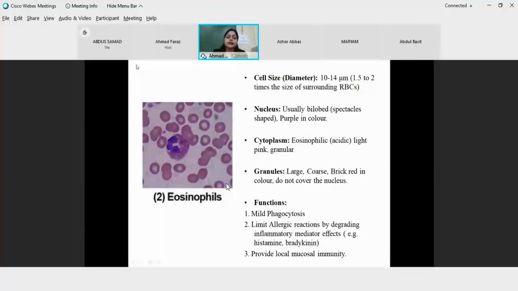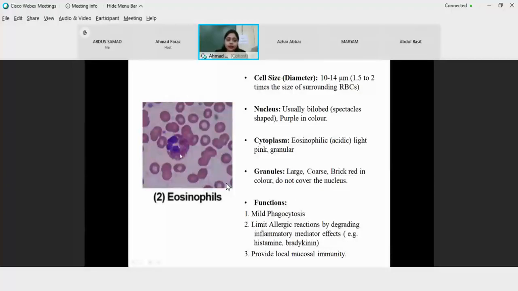Okay, then the second cell is the eosinophil. It is also of the same size as that of the neutrophil, 10 to 14 micrometer diameter, and that is 1.5 to twice the size of the surrounding RBCs. The nucleus over here is usually bilobed. You can see two lobes, spectacle shape, and the color of the nucleus is purple.